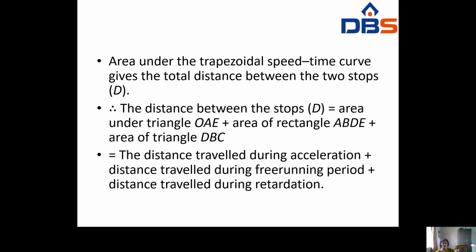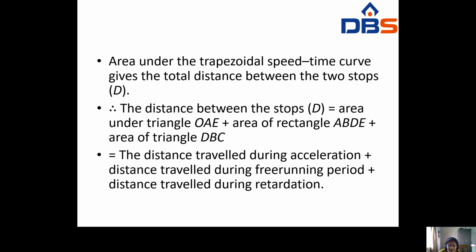So coming to the area under the triangle OAE, that is nothing but the distance travelled during acceleration, the triangle OAE under the accelerating period. The area of the rectangle is nothing but the free running period, the distance travelled by the train during the free running period. Plus the distance travelled during retardation. The area of triangle DBC means this is the triangle where the train comes to the rest position.